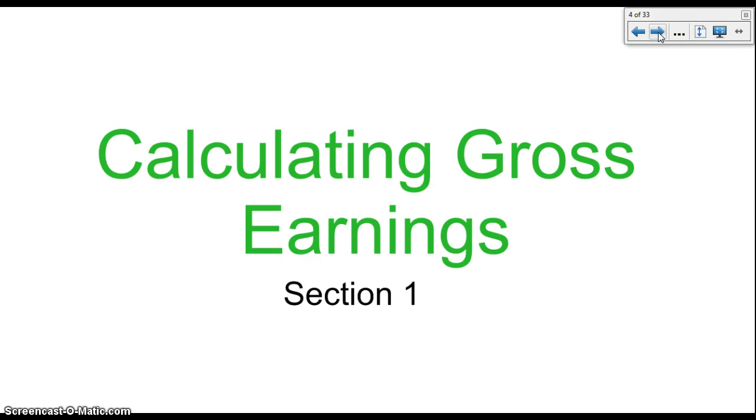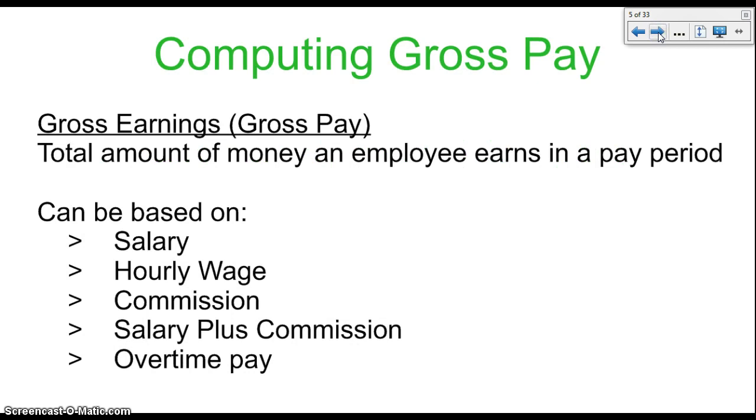All right, so the first thing that you have to do is calculate your gross earnings. Gross earnings and gross pay are the same thing, so you're going to see those two terms interchangeably throughout our lesson, throughout the text. Gross pay or gross earnings is the total amount of money an employee earns in a pay period. This amount is not necessarily the amount that's taken home, because we're going to talk about taxes and other deductions that are going to come out of it, but it's what they've earned.